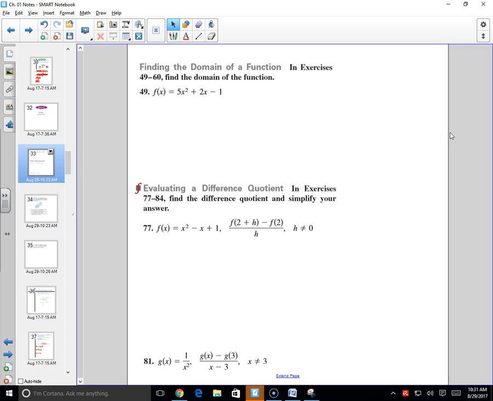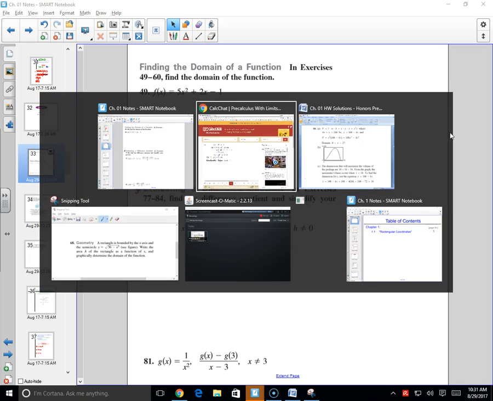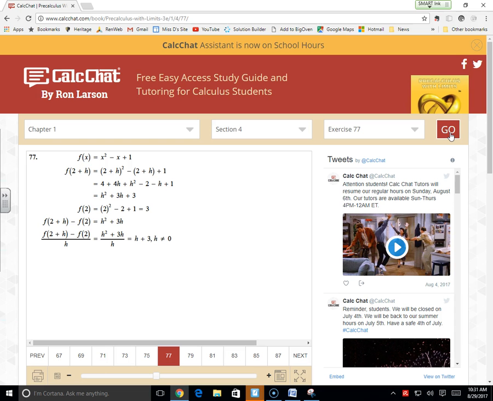Let's peek at CalcChat, though, and see if we can follow along with what they did and whether or not they made any crazy jumps. What do you guys see? I see f of x. Hey, I see they actually showed really good work, huh? That's what I would have shown. They plugged in, they FOILed, they simplified, they got their f of 2, and what did they do with this piece and this piece? Where were they supposed to put it?